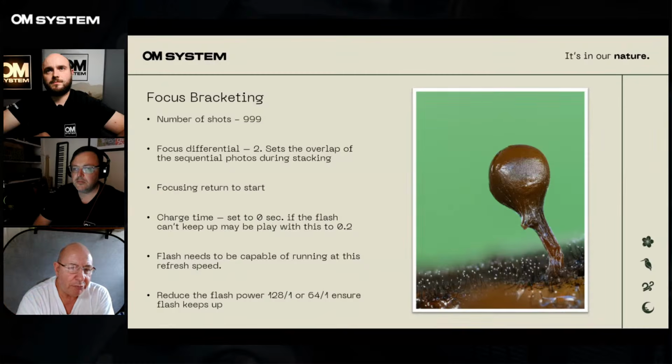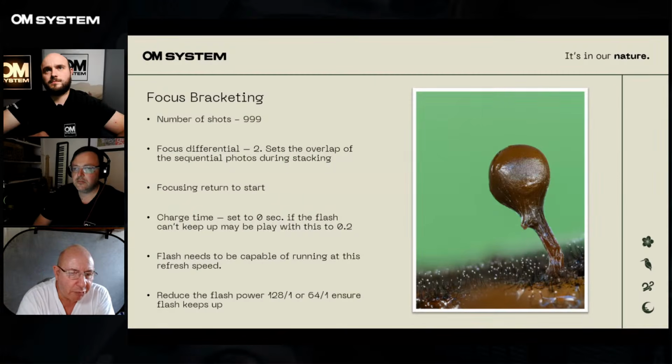And if you limit the number of shots to say 100, and you need 150, you've run out. You're stuck halfway through your image. So that's why it's 999. The differential is dependent on how much overlap between the frames you want.